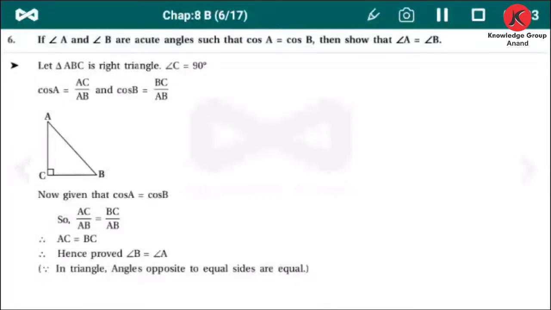Good morning. Question number 6. If angle A and angle B are acute angles such that cos A is equal to cos B, then show that angle A is equal to angle B.